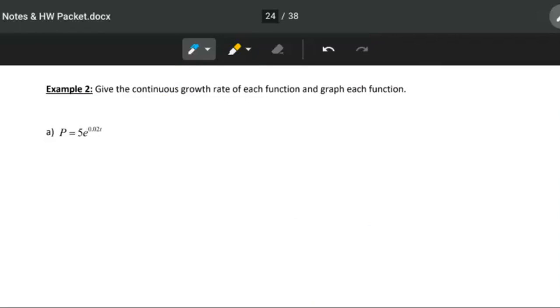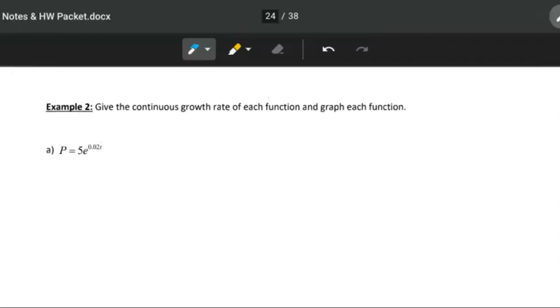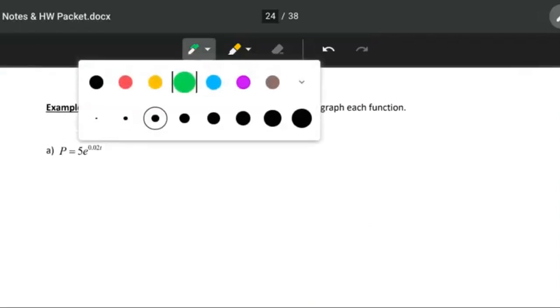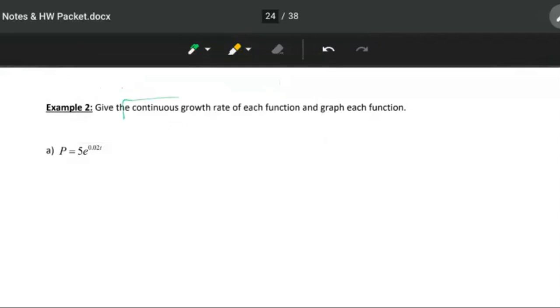It says, give the continuous growth rate of each function and graph each function. So we were talking about compounded continuously today. Anytime you see that word continuous, we're talking about that A equals PERT formula. You're never going to use that formula if you don't see the word continuous. So if they want the continuous growth rate, they just want that R value.